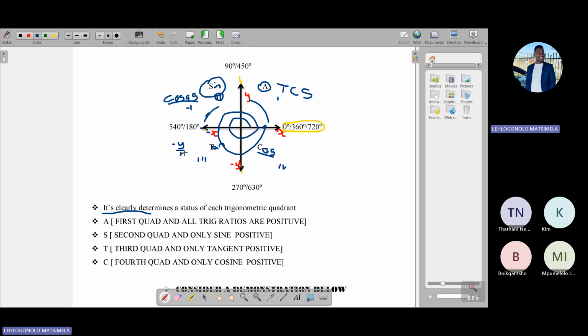Remember, automatically, this is a negative number. And then for cos, we're going to have x over r. Since x is negative on this side, we're going to have negative x over r. And this is going to be a negative number on a calculator. That is why they're saying that they are negative in this format. Are we clear?